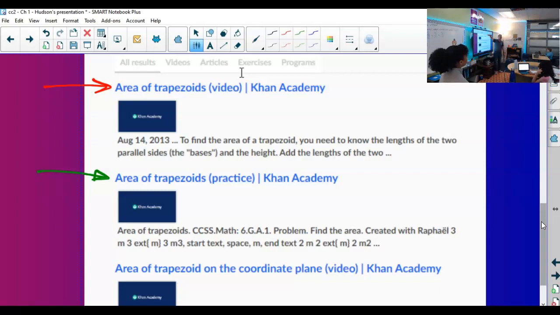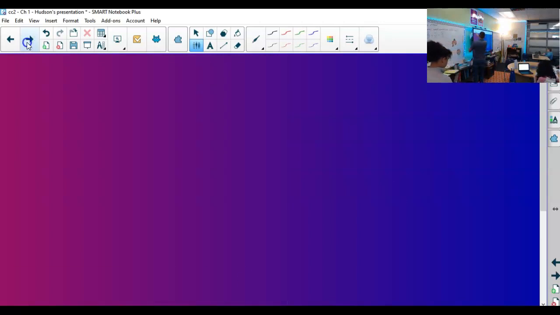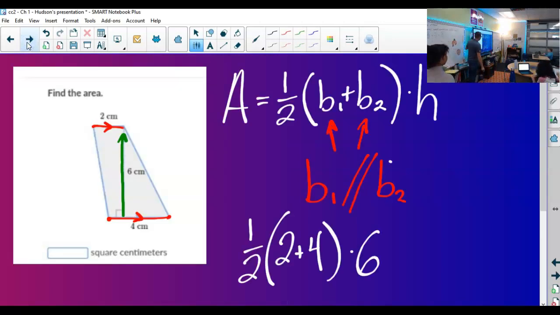If you need a refresher, click the video. I did not assign either of these. This is all by me asking you to do it. If you think you're ready to practice, click the practice, and you're going to see problems like these. And the biggest thing we need to pay attention to for the trapezoids is the bases will be parallel to each other, indicated by the little arrows.